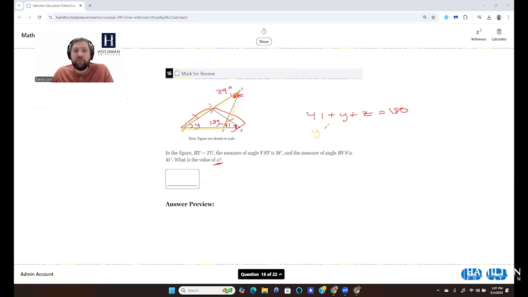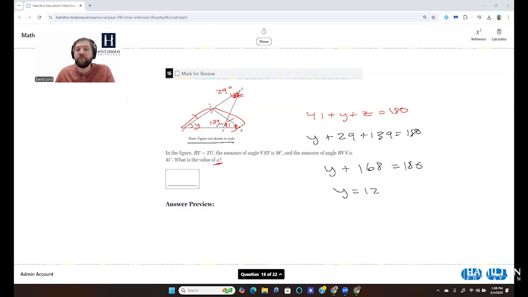So then we can do y plus 29 plus 139 is equal to 180. And that looks like where I want to go from here, because now with y, I can then solve for x. So adding 29 to 139, we get y plus 168 is equal to 180. We get y then is equal to 12 degrees. Again, very small angle. It does not look like the diagram at all, but again, figure not drawn to scale.